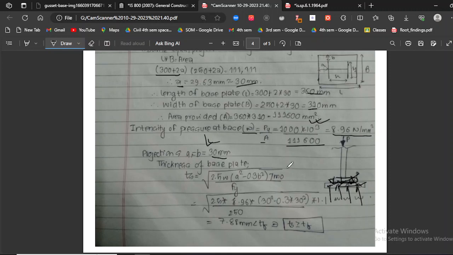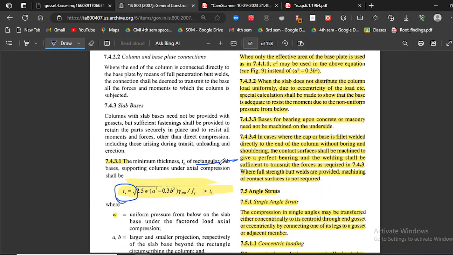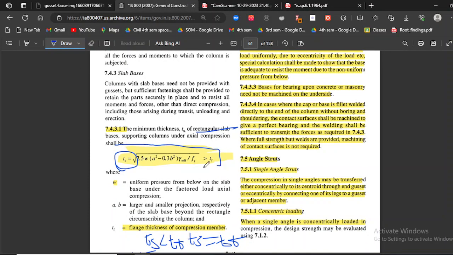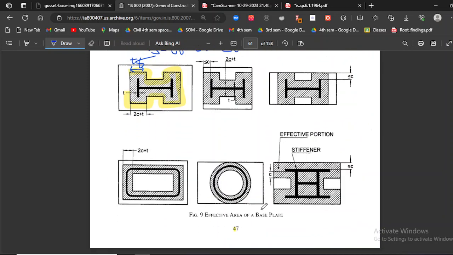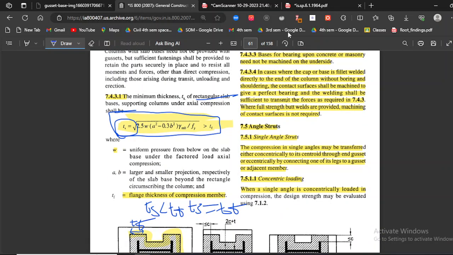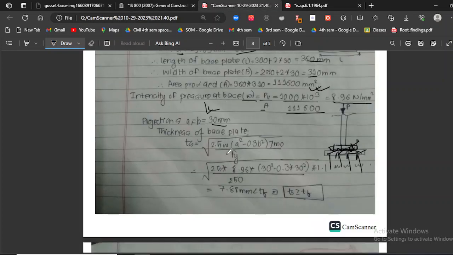So basically we'll be utilizing this formula in order to find out our thickness of base plate. If we move on to our code, we can find in 7.4.3.1 on page number 47 the formula for thickness of base plate. You don't need to remember any formula, which is equal to the square root of 2.5 W (A square minus 0.3 B square) gamma m naught divided by f y naught. Gamma m naught is going to be equal to 1.1. We can find this in table number 5 on page number 30. So you have the values of W, A and B respectively. Put in these values and we get the thickness of base plate as 7.8 mm.